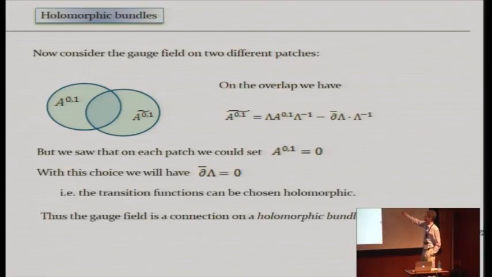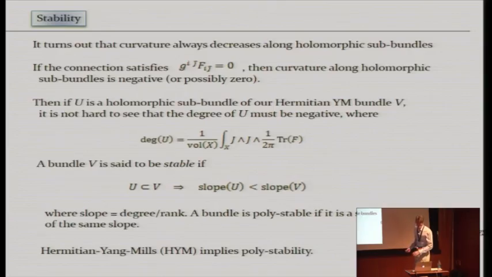So these transition functions, as you go from patch to patch, by these gauge choices, they have to be holomorphic. So there exists a set of transition functions which can be chosen holomorphic. Okay, so that's called a holomorphic bundle. A holomorphic bundle is a bundle where the transition functions can be chosen holomorphic. Okay, now the next one is a little tougher.